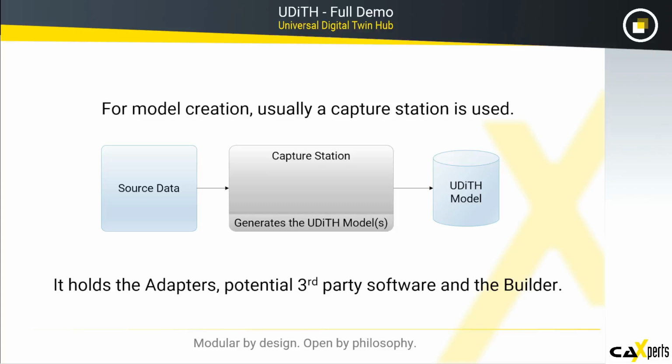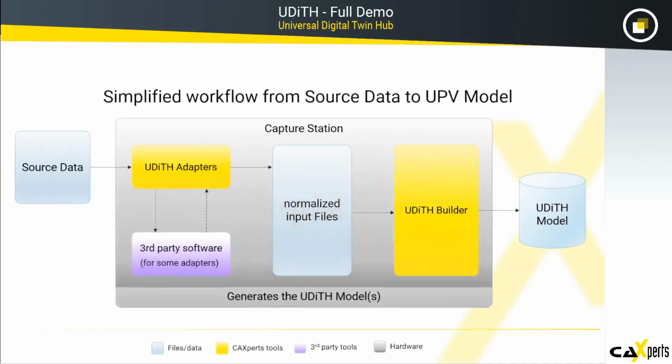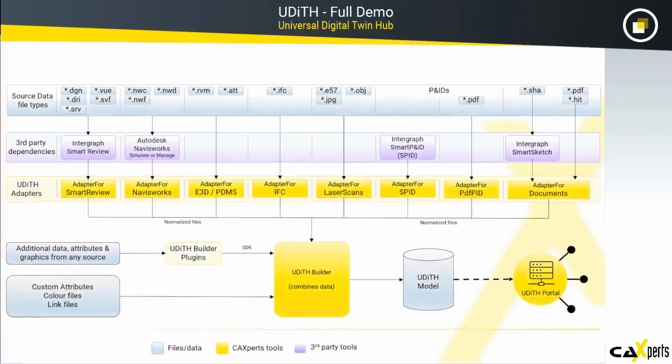So the source data goes to the capture station that holds the UDiTH adapters or converters. Some of them may require third-party software and the UDiTH builder. So the source data is fed into the adapters. If the adapter does require a third-party software, it handles it directly with the according application and generates a normalized input file that is handed to the builder to create the UDiTH model.